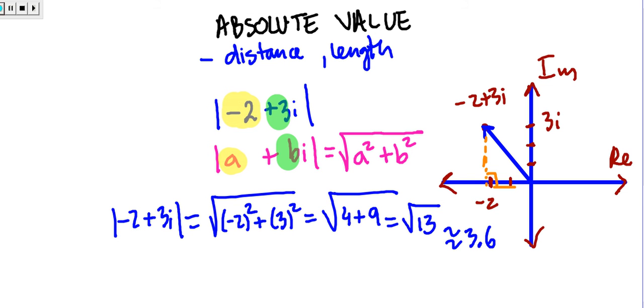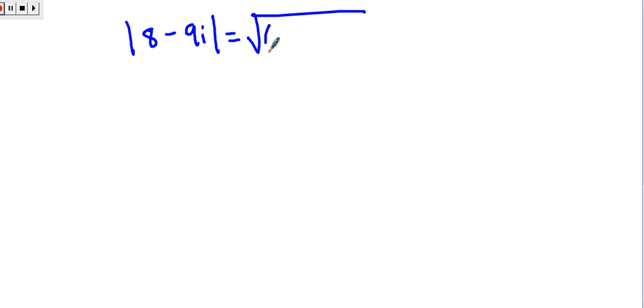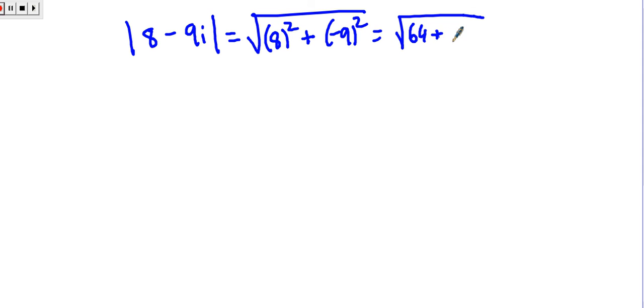So let's do one more problem. Find the absolute value of 8 minus 9i. Well, very easy to do. Take the square root of the first thing, which is 8 squared, plus -9 squared. So you get 8 times 8 is 64, plus -9 times -9 is 81.